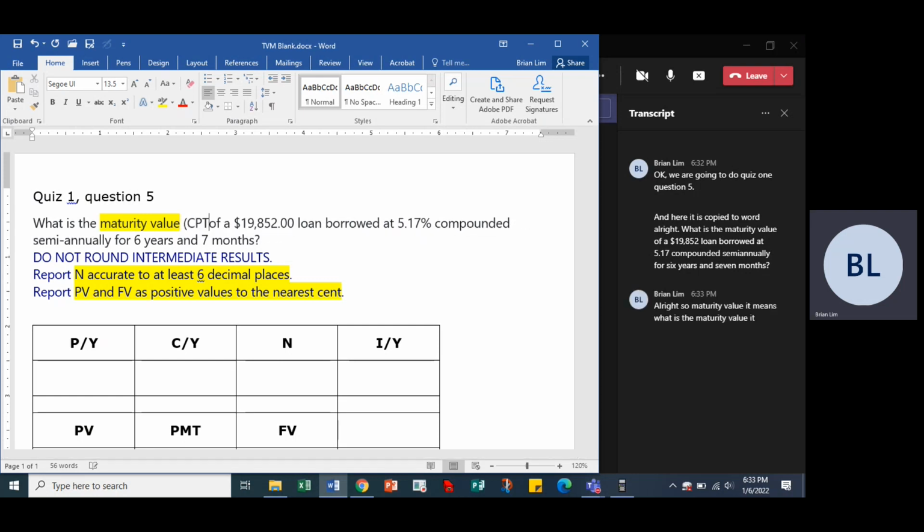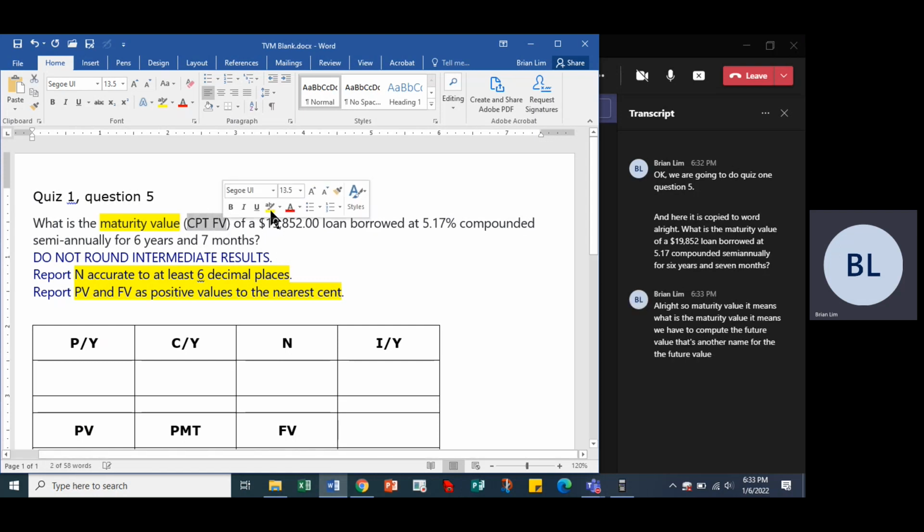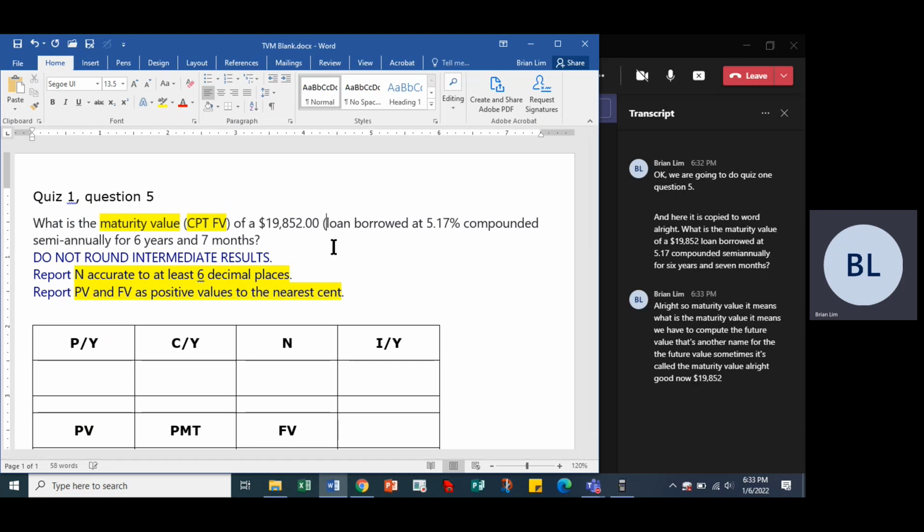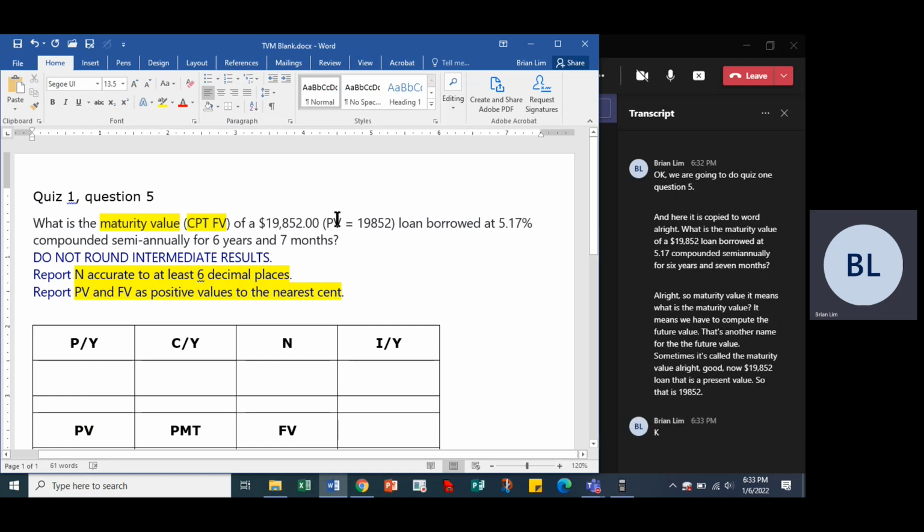It means we have to compute the future value. That's another name for the future value. Sometimes it's called the maturity value. All right, good. Now, a $19,852 loan, that is a present value. So that is 19852. Okay, and there we are.